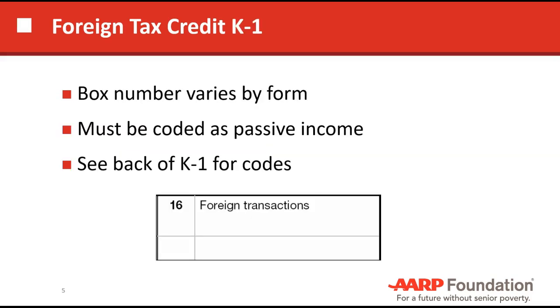On K1s, you'll have to look at different boxes depending on which of the K1 forms you have. Must be coded as passive income again, dividends or interest. On the back of the K1s, there'll usually be codes, and you can find if any of those codes in the foreign transaction box refers to foreign tax paid.